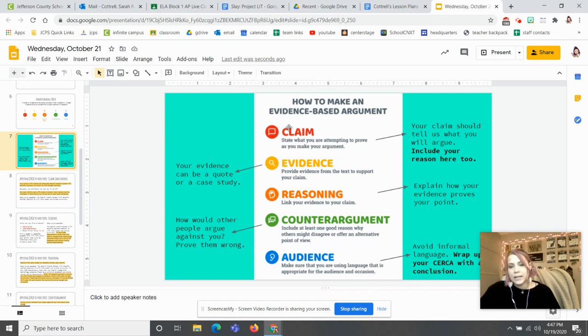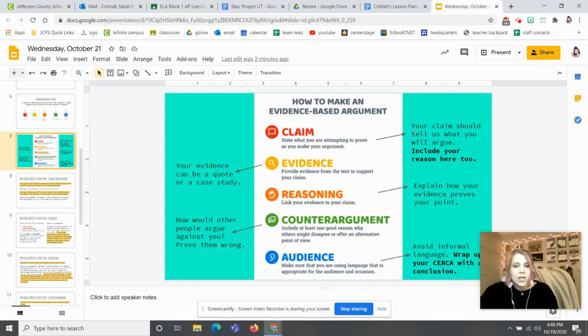The first one is claim. Claim is the first thing I should read when I go to read your paragraph or your essay. So the claim is what side you're on. It could be school uniforms should be mandated, or it could be middle schoolers should be allowed to have recess. Whatever you're arguing, that should be the first sentence so we know exactly what side you're on.